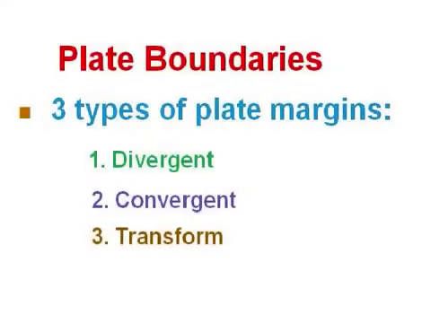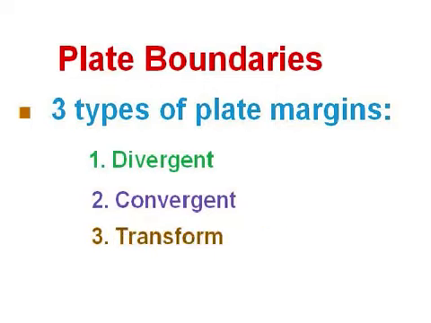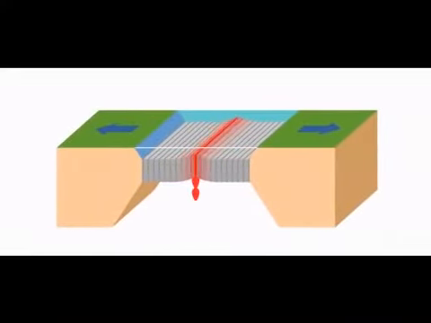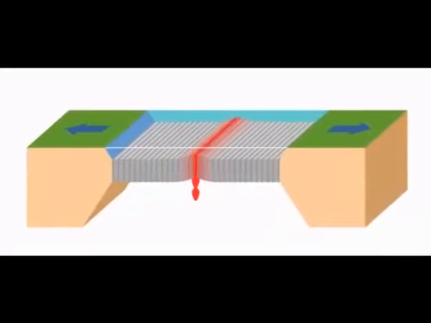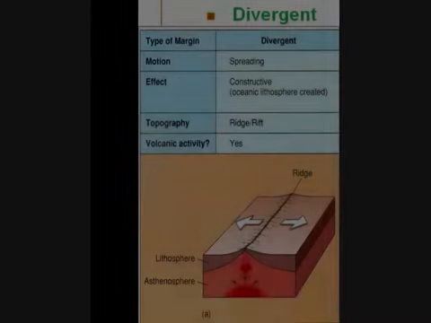We have identified 3 types of plate movement at the margins, which is another word for edge or boundary. The 3 types of plate movements are divergent, convergent, and transform. The first type of plate movement is divergent. In this animation, you can see how the 2 plates are moving apart. They are moving in opposite directions.